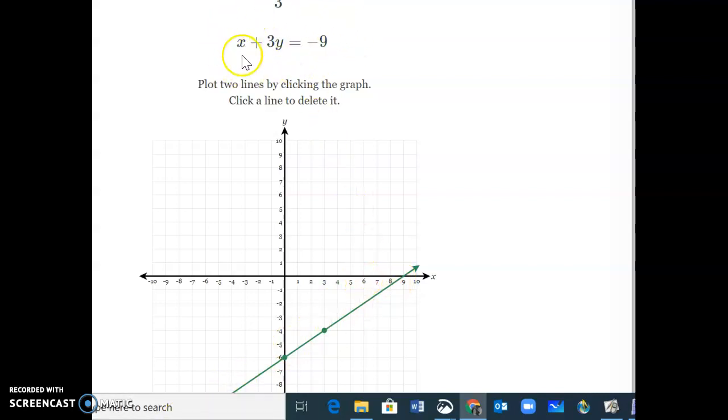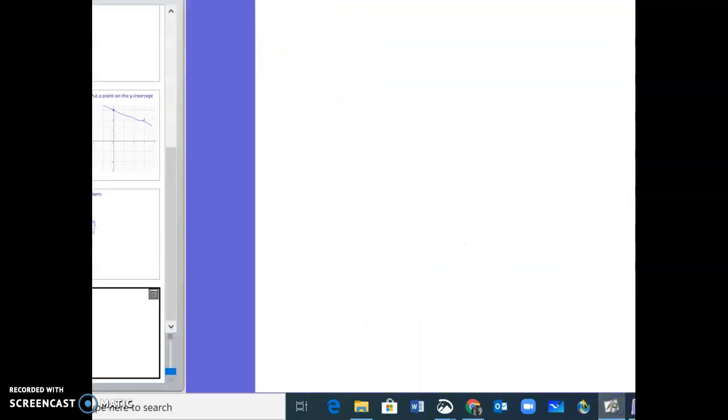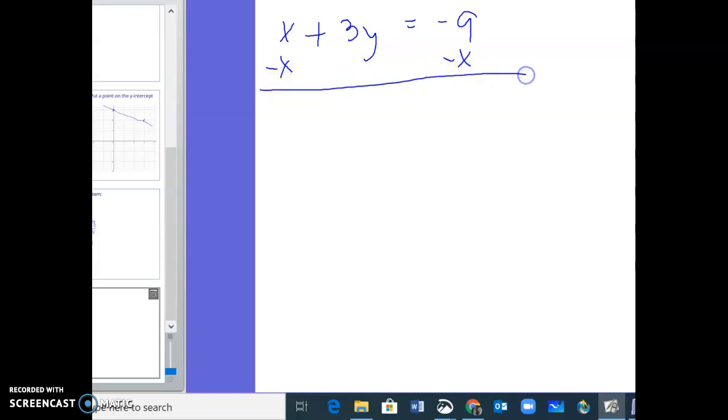Okay, now this one is not in the right form. I can't work with it like that. So I'm going to need to go here and I'm going to write that down. X plus 3y equals -9. All right, now my goal is to get y by itself. So I'm going to subtract x from both sides. So 3y equals -x minus 9. Those are not like terms, so I can't put them together. Still trying to get y by itself, so I'm going to divide by 3.